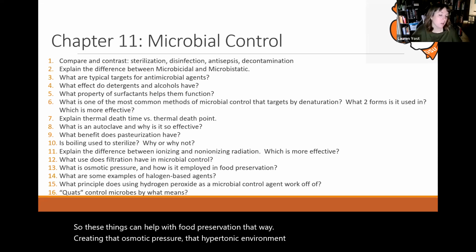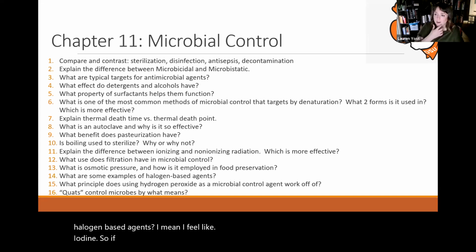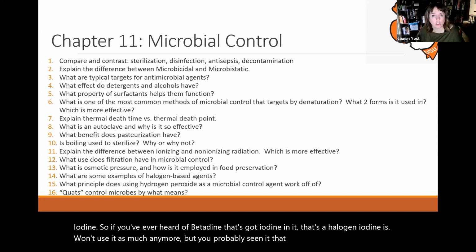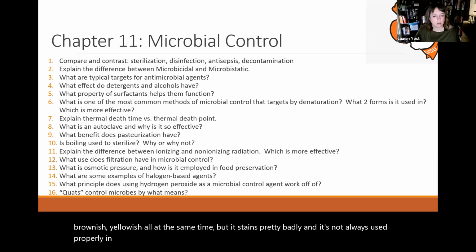What are some examples of halogen-based agents? I feel like iodine. So if you've ever heard of betadine, that's got iodine in it. That's a halogen, iodine is. We don't use it as much anymore, but you've probably seen it. That sort of orangey, brownish, yellowish, all at the same time, but it stains pretty badly. And it's not always used properly in healthcare settings. So there's a problem there.